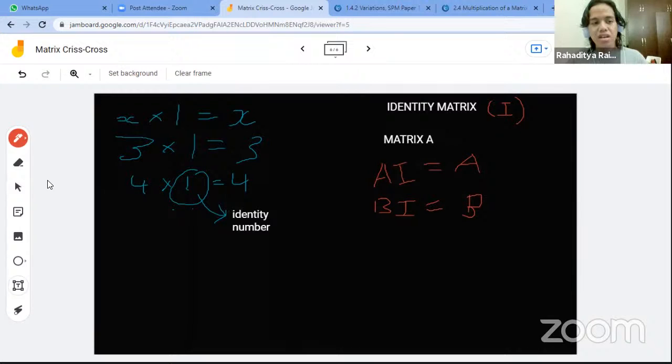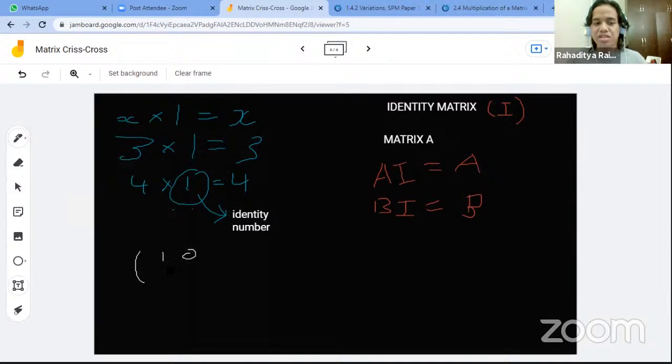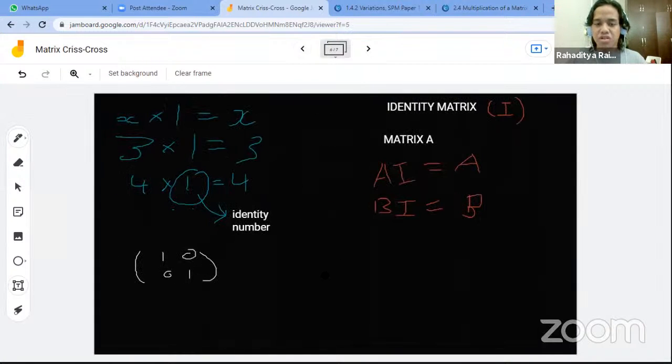The identity matrix will vary based on the size of the matrix itself. For a 2 times 2, the identity matrix you need to know is 1, 0, 0, 1. To prove how it works, I'm going to show an example. Let's start with 3, 4, 5, 2, and multiply it with the identity matrix.